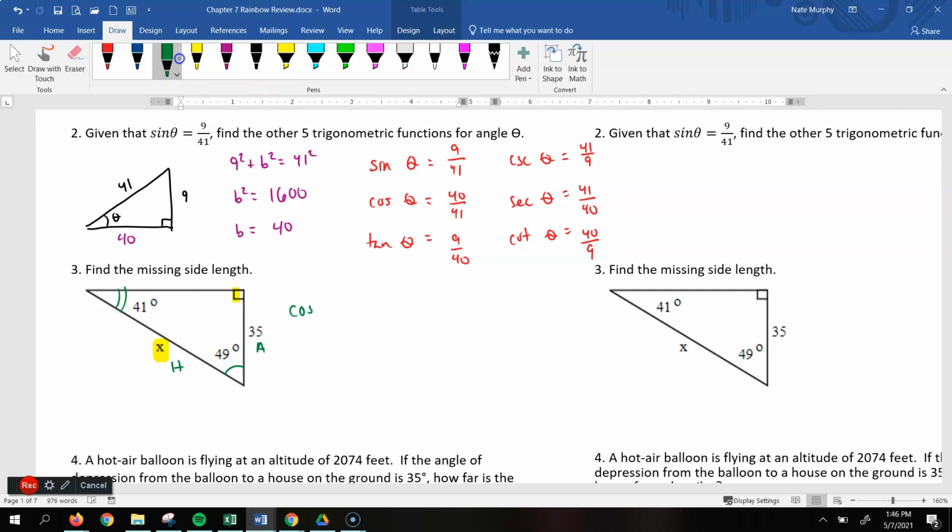It needs to be the cosine of 49 degrees equals the adjacent, which is 35, over the hypotenuse, which is x. So we're going to multiply both sides by x. So I get x times the cosine of 49 degrees equals 35. So now I divide both sides by cosine of 49. So I take 35 divided by the cosine of 49 degrees.